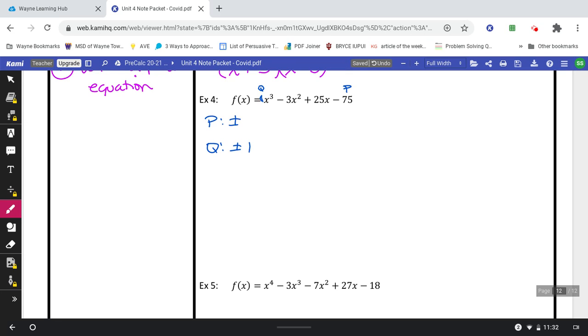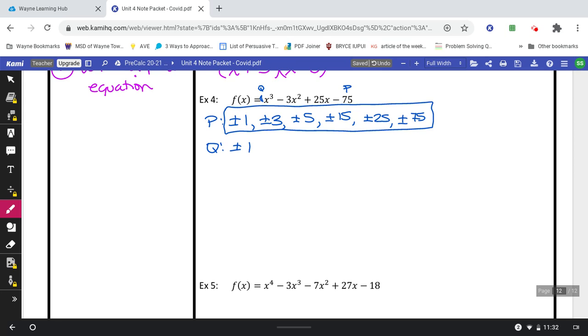Let's see. We've got 1 times 75. 2 does not go into it. I've got 3 and 25. 4, nope. 5 goes into it. 5 and 15. And because Q is 1, this is my list of potential or possible zeros. My next step, I just start down the list checking one at a time.